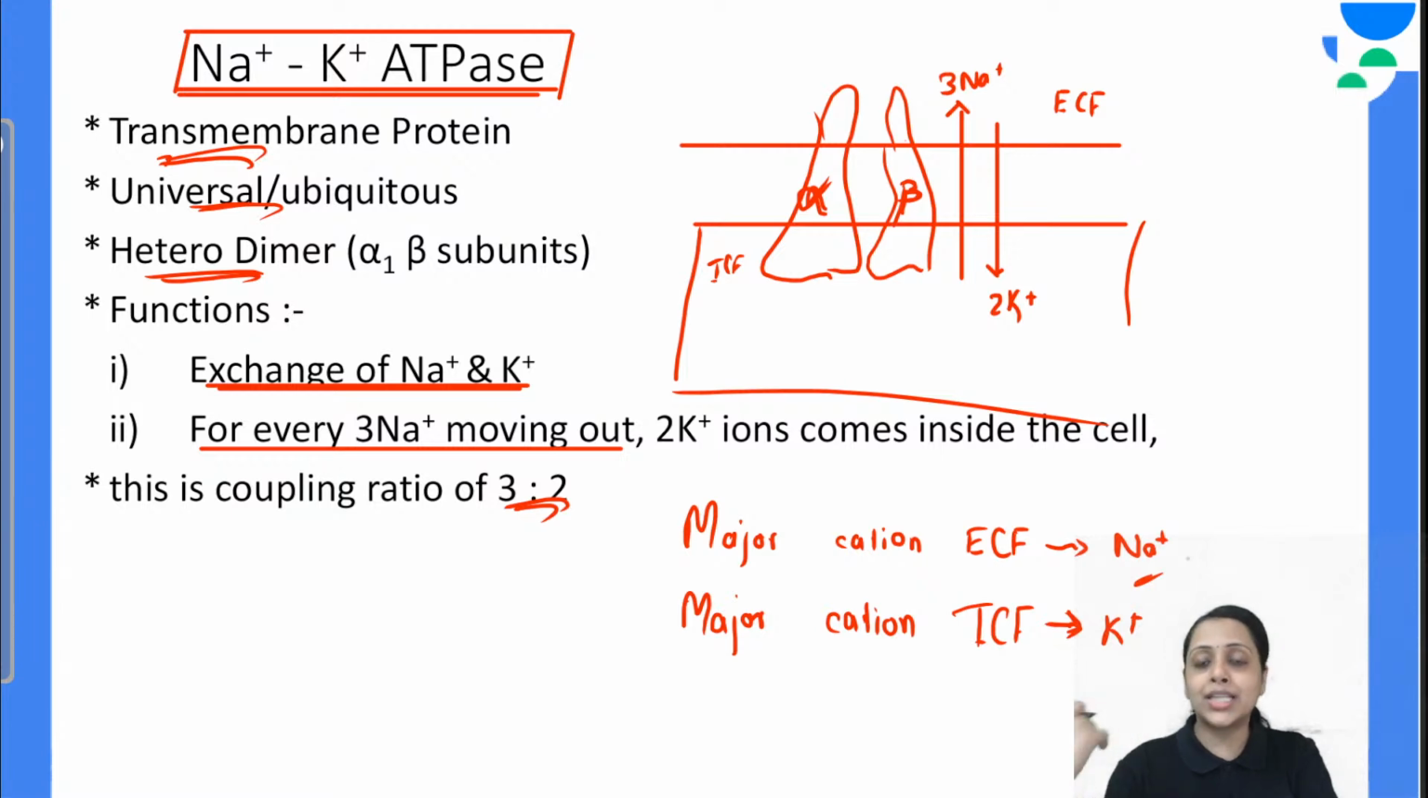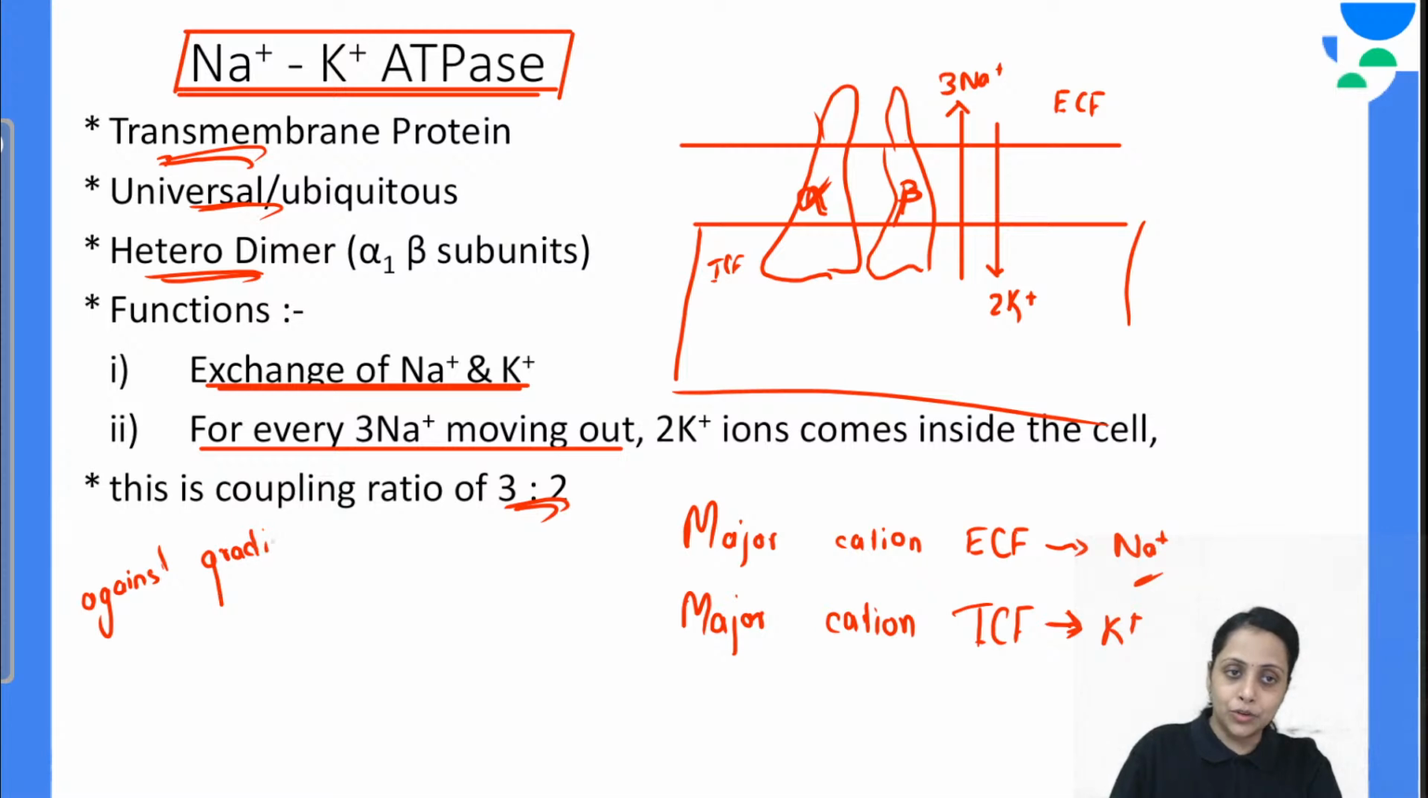So it is moving the ion against the gradient, not along the gradient, because it is moving sodium out into the ECF, and we all know in the ECF sodium is already more. So it is moving the substance against the gradient, and that's why it requires ATP.